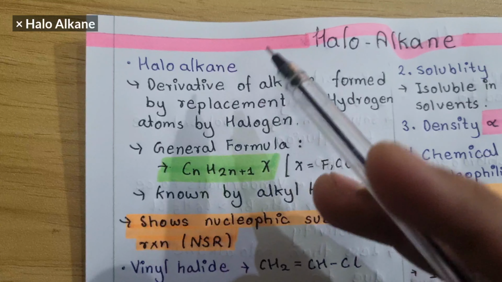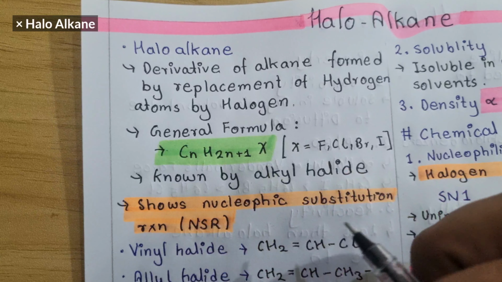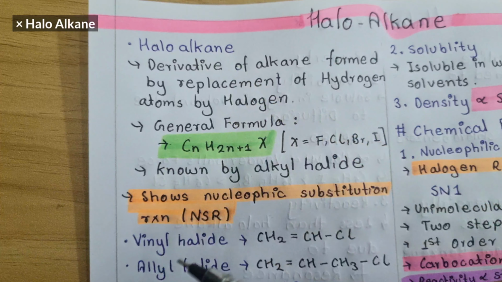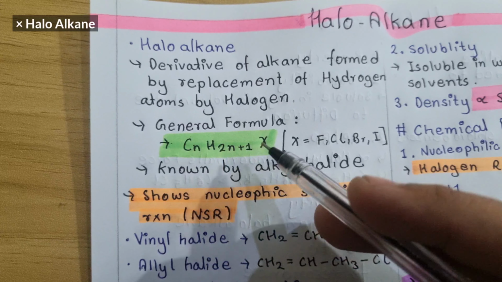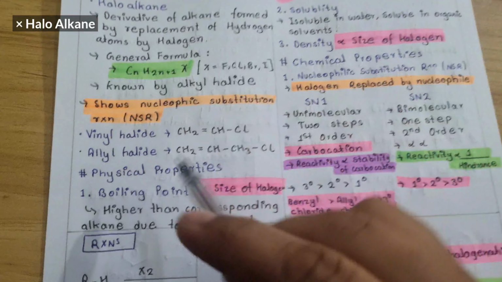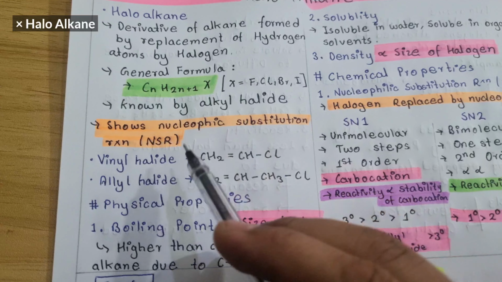Haloalkanes are derivatives of alkanes formed by the replacement of hydrogen atoms by halogens. The halogen might be fluorine, chlorine, bromine, or iodine. The general formula of haloalkane is CnH2n+1X. It is also known as alkyl halide. They are famous in organic chemistry as they show nucleophilic substitution reactions.